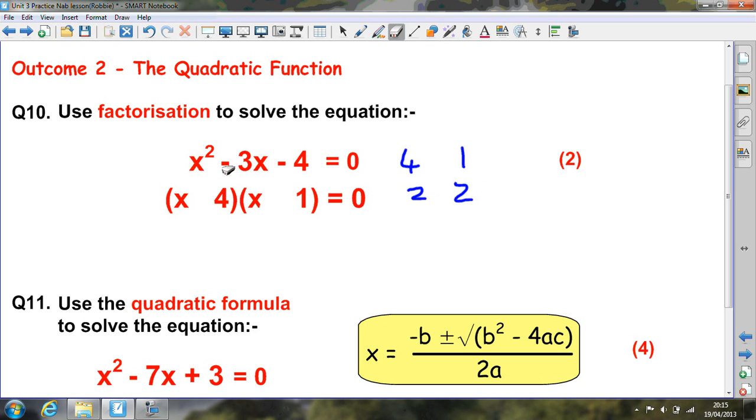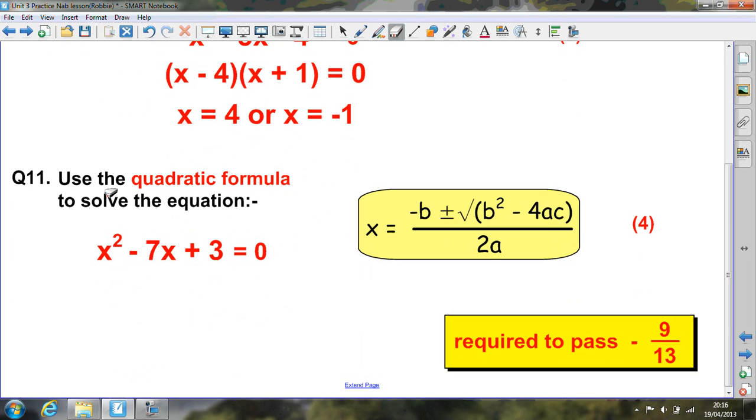We need to try and make a negative 3. So you can either have plus 4 take away 1, that makes positive 3. So it's got to be negative 4 plus 1. We're not finished at that point, that's not the answer. The answer is where does it cut the axis. I need two values. I've not given any values at the moment. The values are when the brackets are equal to 0 to make this equation equal to 0. So it's x equals 4 or x is minus 1.